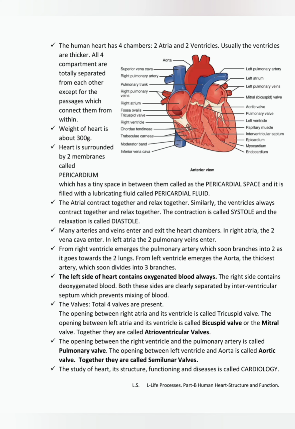The left side of the heart always contains oxygenated blood. The right side contains deoxygenated blood. Both these sides are clearly separated by the interventricular septum, which prevents mixing of the blood.